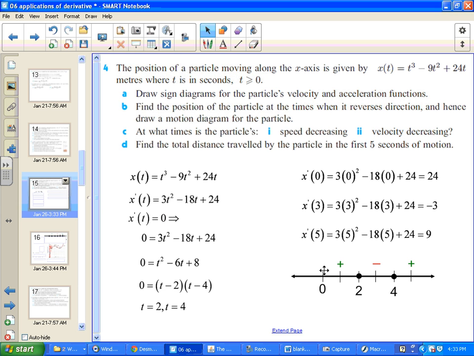So what that means basically is the object was moving away, and then it was moving back in the opposite direction over those 2 seconds, and then it was moving back in the original direction for the remainder of its path.